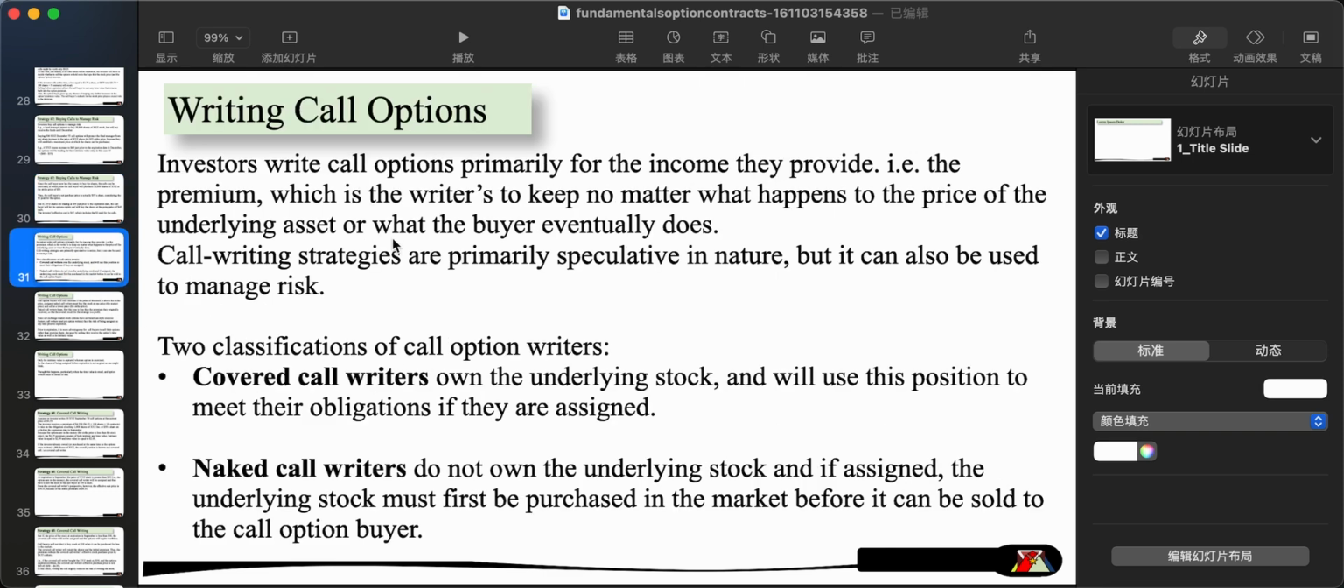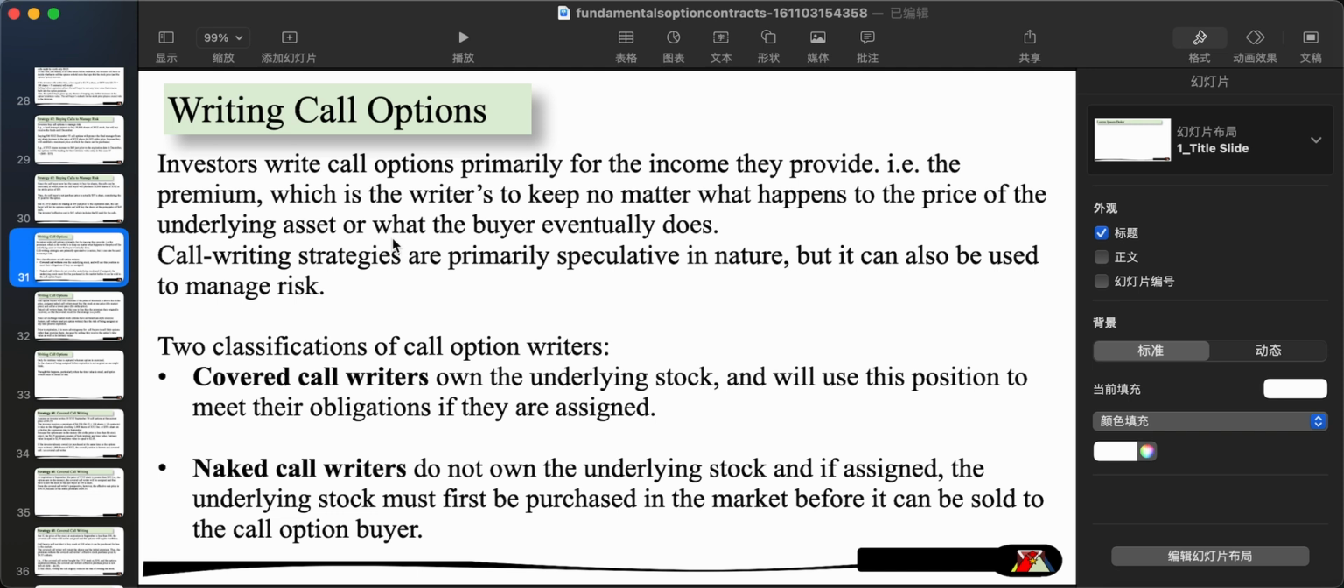Okay, you can also sell call options. It actually means that you're selling calls, or say, writing call options. So when you are selling call options, you are behaving just like an insurer. Investors write call options primarily for the income they provide. For example, the premium, which is the option price, is what the writer keeps no matter what happens to the price of the underlying asset or what the buyer eventually does. So as an option seller, you should act as an insurer.